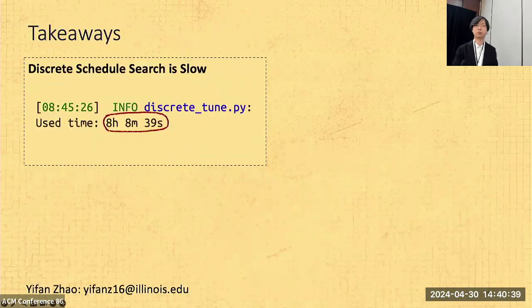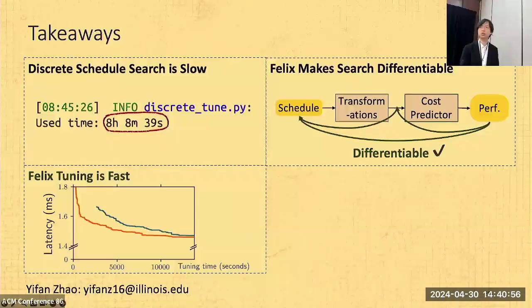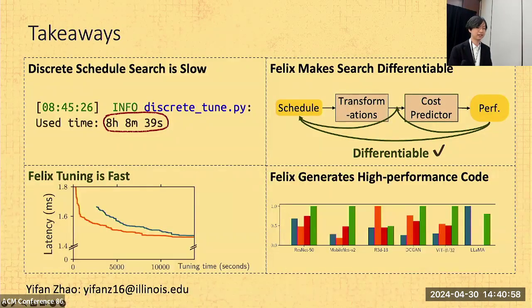Okay, to wrap up what Felix is in a few sentences, we found that discrete search for schedule is slow, often taking hours or even days. So we came up with the idea that we want to make the search differentiable, and that is Felix. We evaluate Felix, and Felix tuning turns out to be fast and also generates high performance DNNs. That concludes my talk. Thank you.